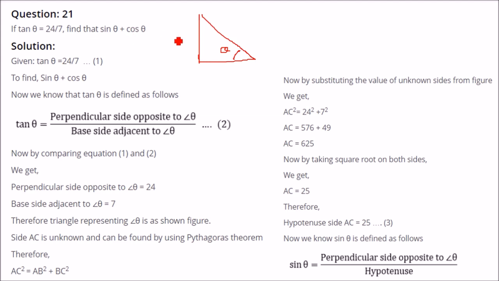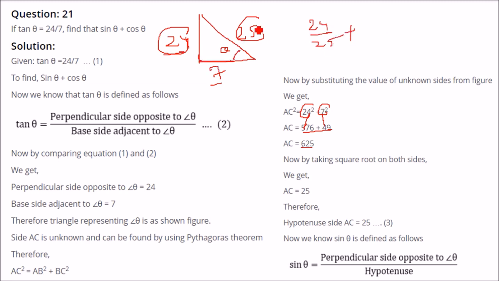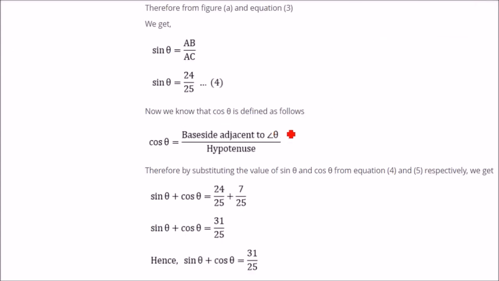This is tan theta, perpendicular by base. This is 25. This is 7. What this will be? 24 square plus 7 square. 24 square is 576. 7 square is 49. If you add, you get 625. Take under root. That is 25. Now sin theta will be what? Sin theta will be perpendicular upon hypotenuse, 24 by 25, plus cos theta is base upon hypotenuse, 7 by 25. What do you get? You get 31 by 25. This 31 by 25 is the answer.